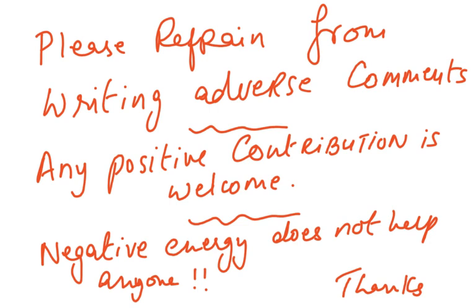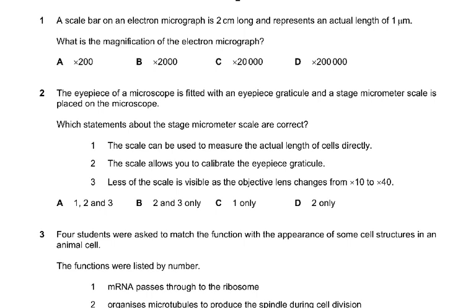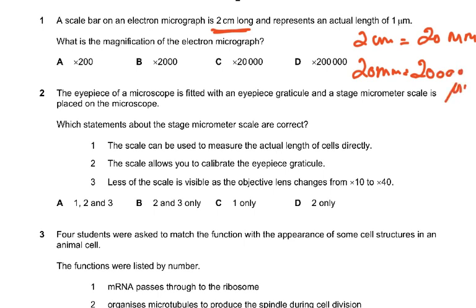Thank you very much. Coming to question number 1, a scale bar on an electron micrograph is 2 centimeter long. That's the important thing. So 2 centimeter is equal to 20 millimeter, and then 20 millimeter is equal to 20,000 micrometer. But then this 2 centimeter was equal to 1 micrometer. So you can understand how the magnification would be this.